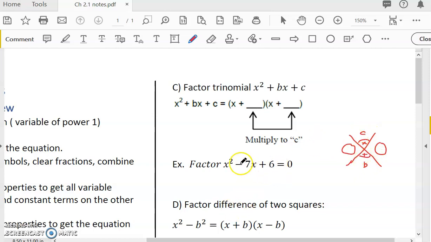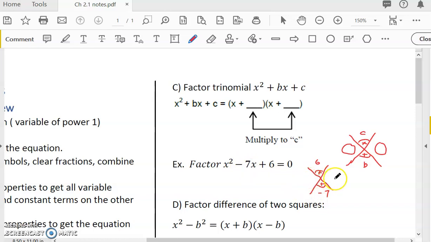An example would be x squared minus 7x plus 6 equal to 0. This is c, so I write 6 over here and say multiply. Think of two numbers that multiply to 6, but when I add them, they are negative 7. So b is negative 7. What numbers can it be?